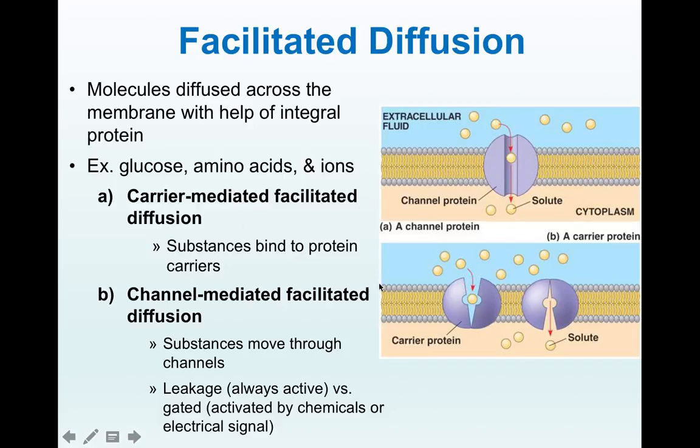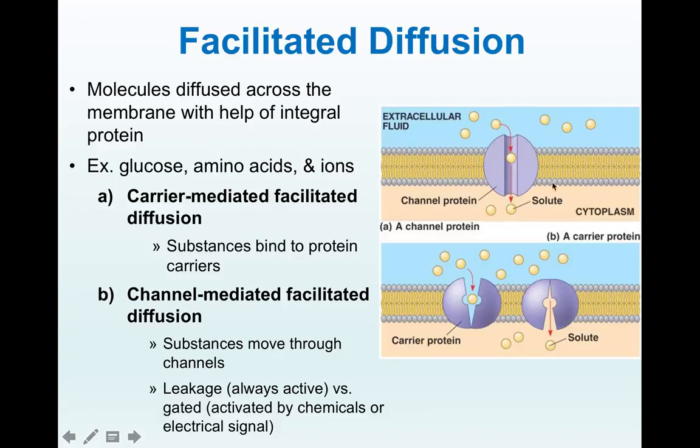What you see here is substances that are planning to come into the cell or out of the cell, bind to the protein. The protein changes its shape and allows the solute molecules to come through. So you have high concentration on this side, low concentration on this side, and carrier proteins are facilitating, or helping, the molecules diffuse through the plasma membrane. So the word facilitated implies the use of an integral protein for the movement or diffusion of molecules.